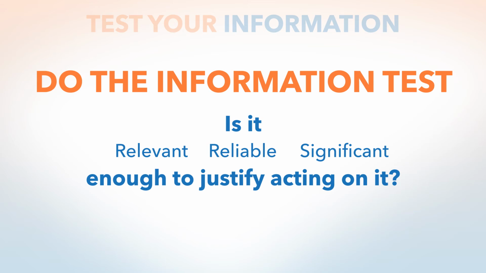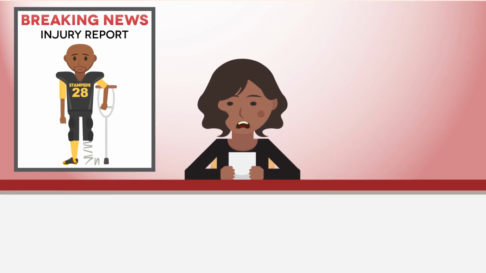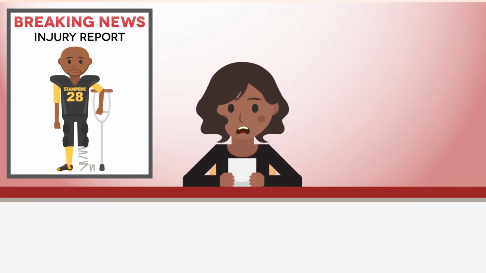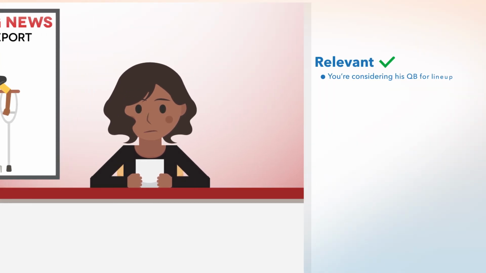Remember how this example measured up? ESPN reports that starting wide receiver Julio Beckham Jr. sprained his ankle in practice and will not be playing in this week's game. You are considering his quarterback for your lineup, which makes the information relevant to who you should play and how you expect them to perform.